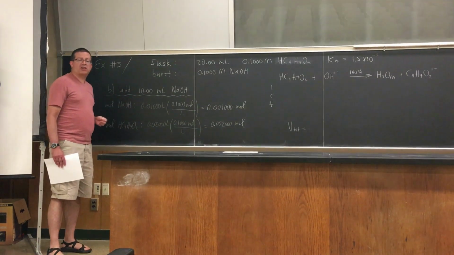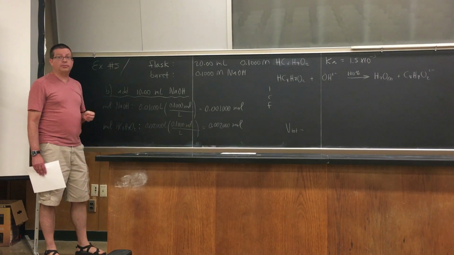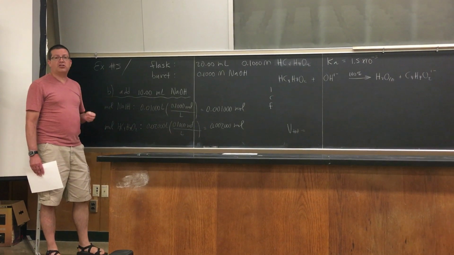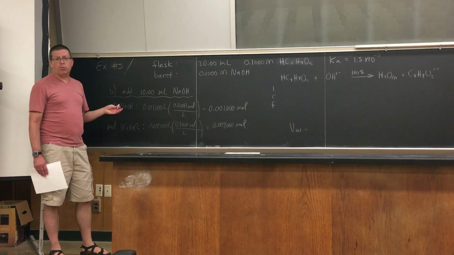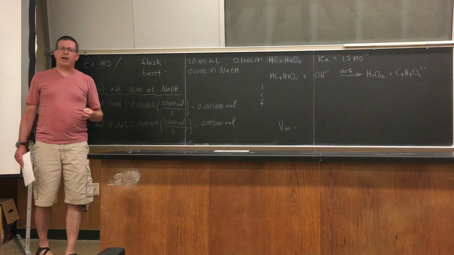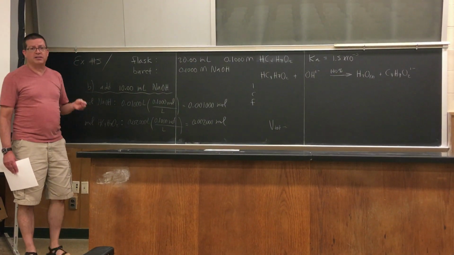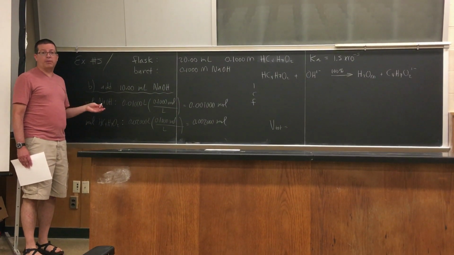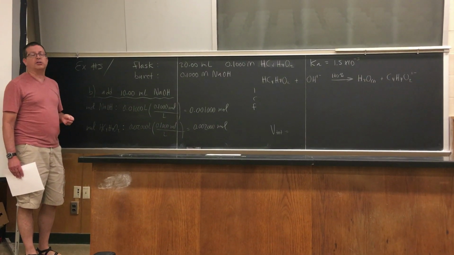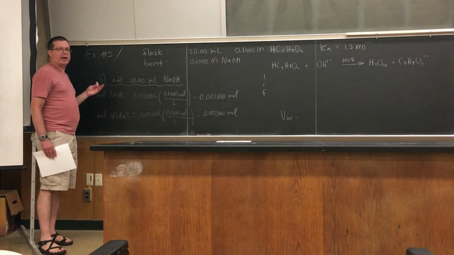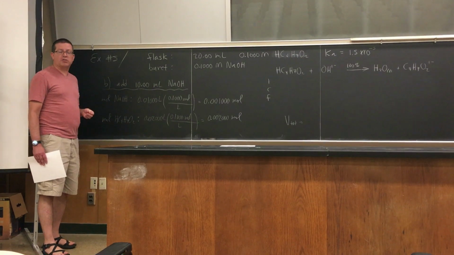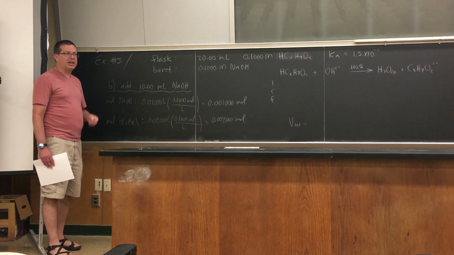Part A actually asks us for the pH of the acid solution before we've added any base. We're not going to do that one because that's just a simple acid dissociation problem involving a weak acid, which you already know how to do. So what we want to do is work our way into the problem so that we can see what starts to happen as we add the base to the acid.